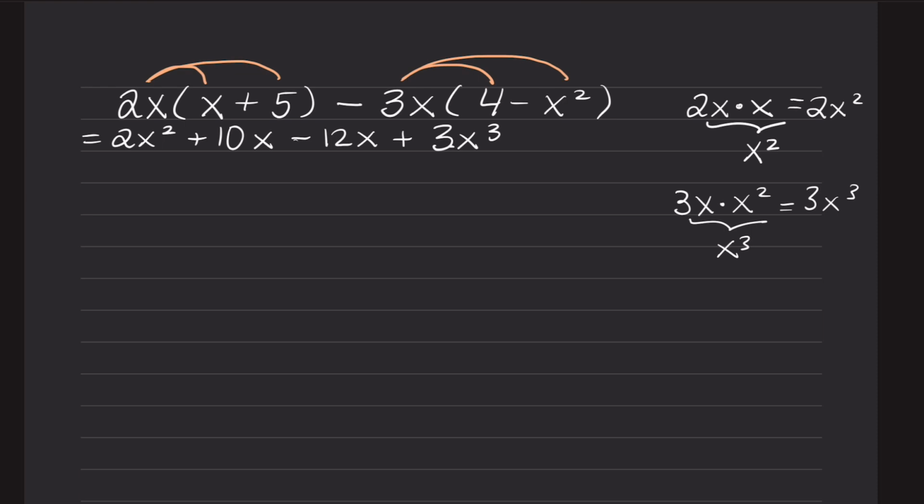And then I go ahead and combine my like terms. So I only have one x squared term, so I just have 2x squared. The 10x and minus 12x combine to make a minus 2x, and then I have plus 3x cubed. If I want to write this in standard form, I'm going to sort the terms in descending degree.